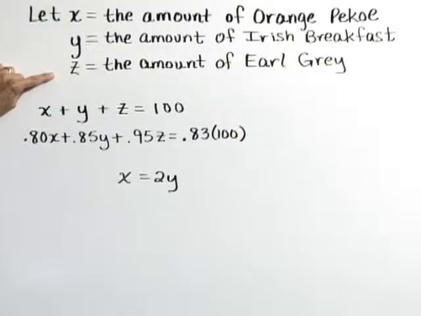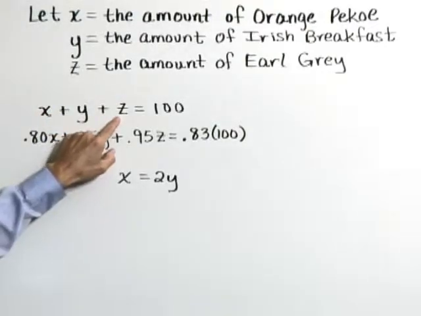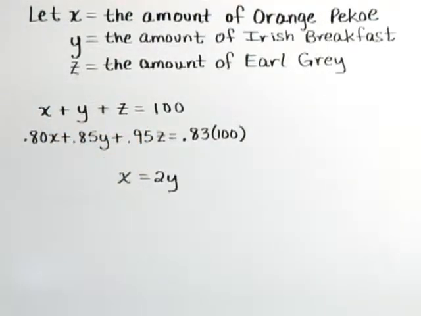Now we want to write a system of equations, 3 equations in fact, to solve for these 3 unknowns. One equation that we can write summarizes the fact that the owner wants 100 ounces of tea total. So x plus y plus z is equal to 100.